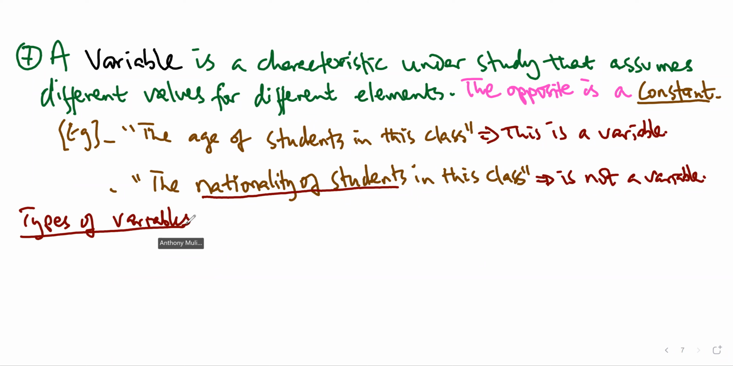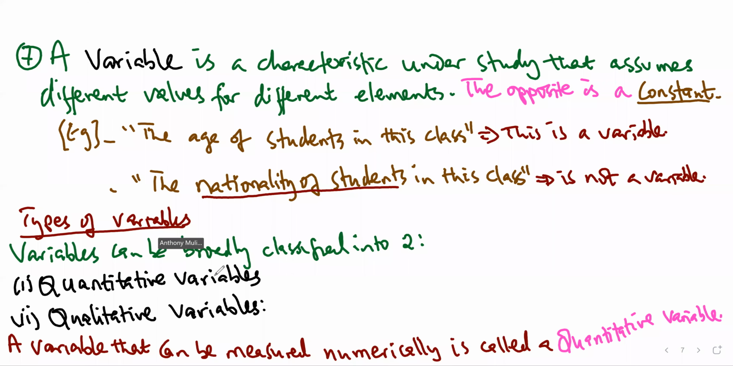We're going to say that variables can be broadly classified into two. That is quantitative variables and qualitative variables. So, as mentioned, we have quantitative and qualitative variables.